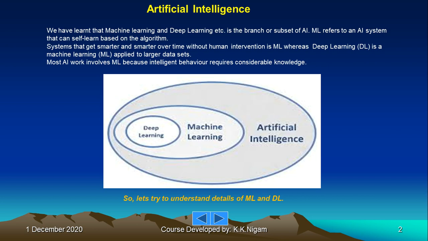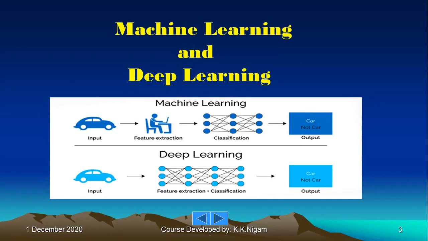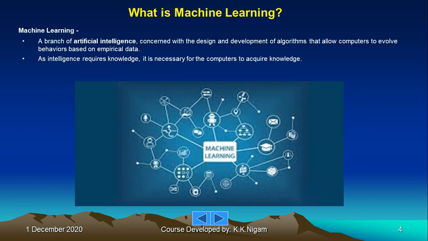Most AI work involves ML, that is machine learning, because intelligent behavior requires considerable knowledge, and it is the knowledge that we are trying to build into the computer system so that it starts behaving as a human being. So let's try and understand the details of ML and DL. You can see in the picture that machine learning and deep learning by and large are the same, but when you go into detail you will see that deep learning is slightly more complicated. It can handle complicated, huge data, and that is the difference. But by and large there is a kind of overlap.